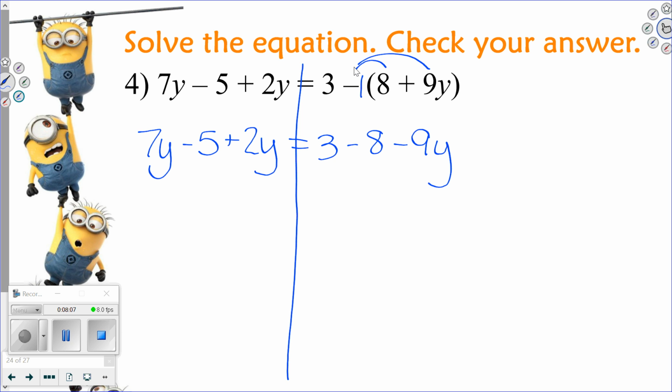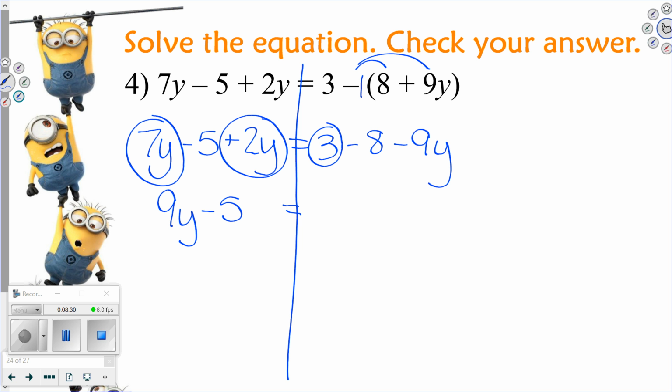So how badly does missing one negative sign mess up your problem? The whole thing. It's catastrophic failure. Okay, so just take your time, guys. Go slow. All right, from here, got some like terms going on. 7y, good. That would make 9y minus 5. And over here, yep, sure would. -5 minus 9y.